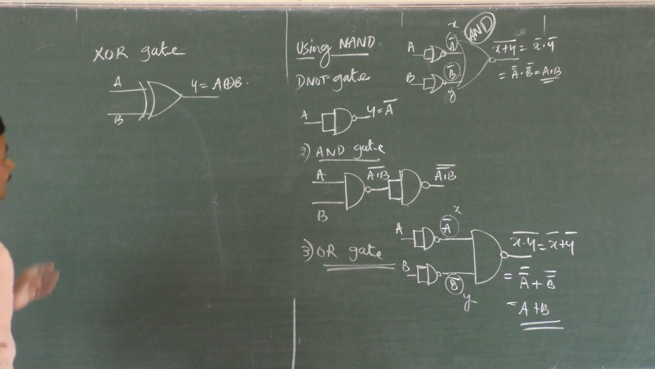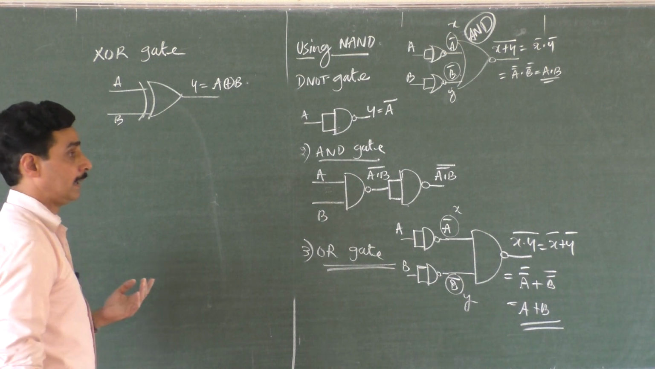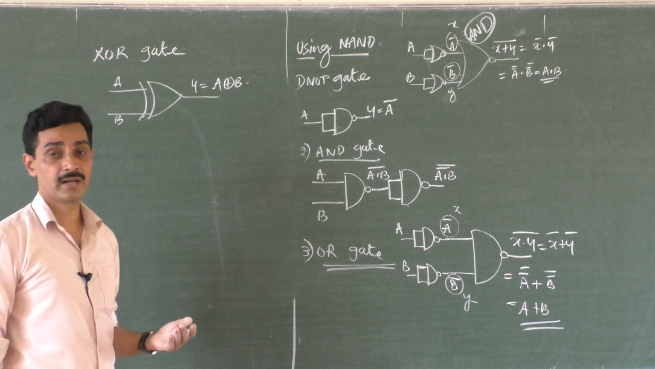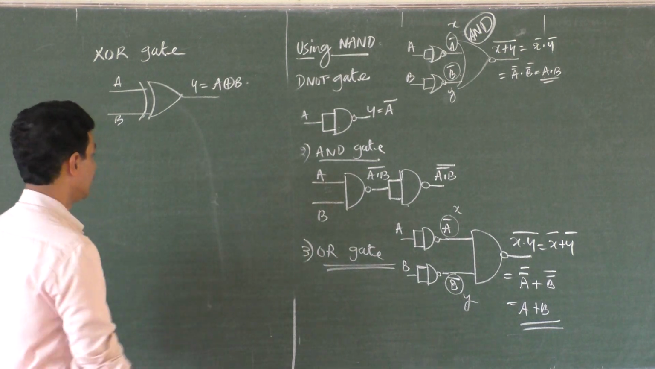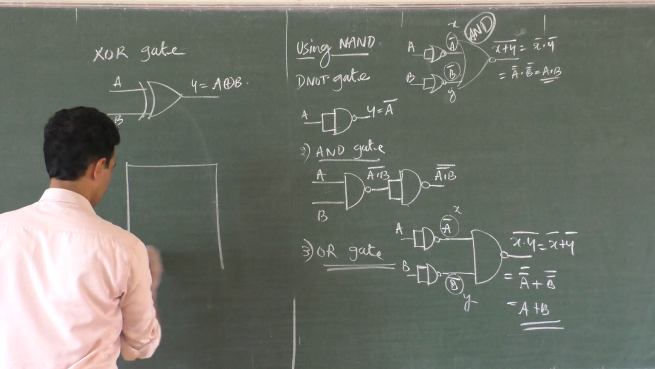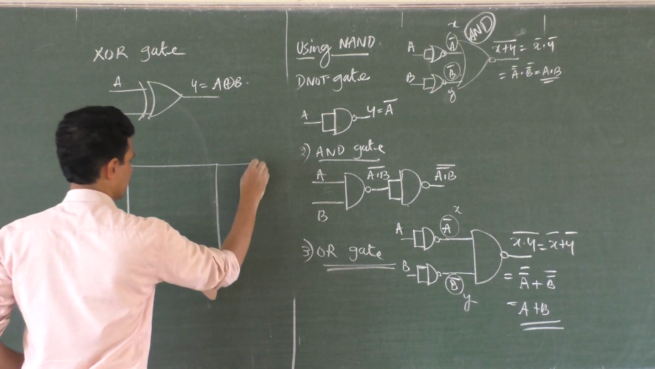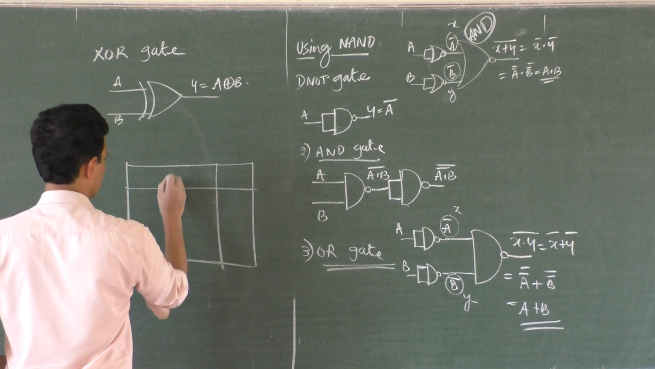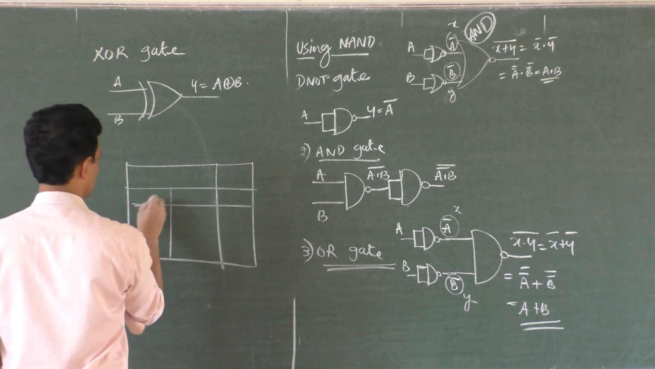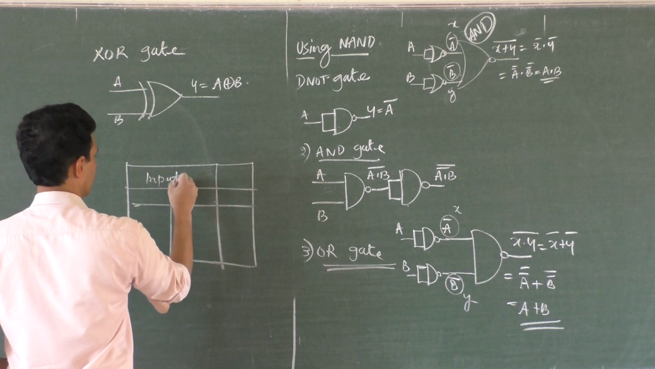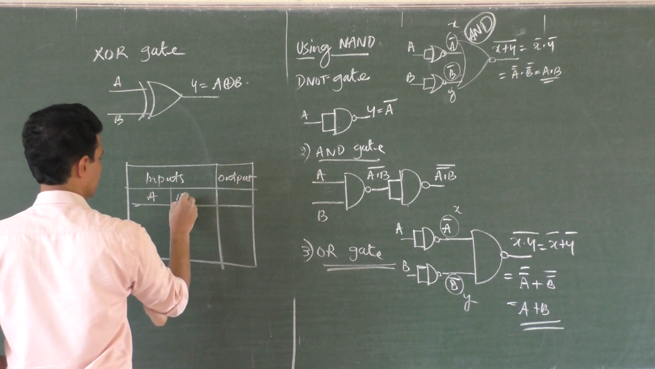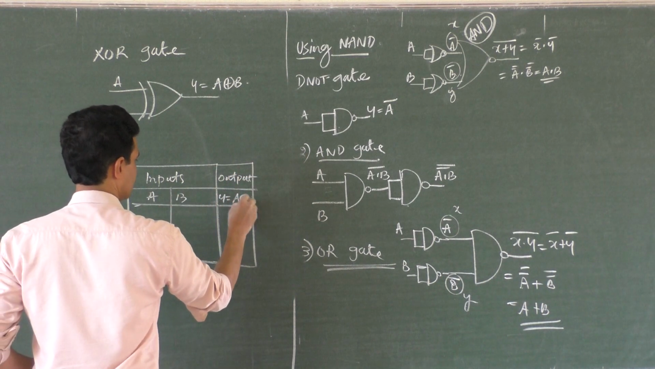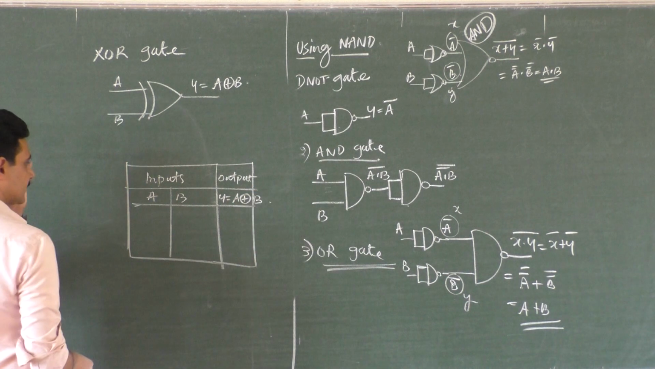So XOR gate is a logic circuit which gives output 1 when the inputs are different, and output 0 when the inputs are same. That means it is like this. Here is the truth table: inputs, output. A, B, and Y is called A circle sum B. That is the symbol of XOR gate.